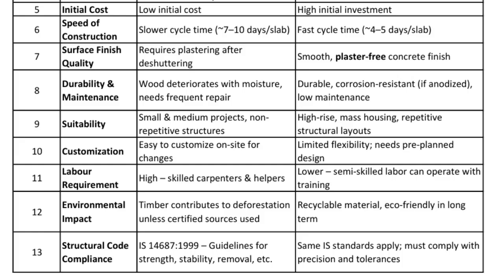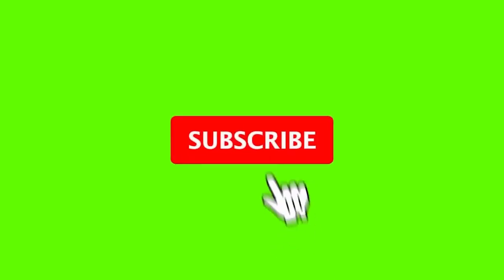IS 14687 is for the conventional system, and the same IS is mandatory for the aluminum formwork, because it gives the guidelines on how you need to do the formwork, what the design parameters are, what materials you need to use, what the sequence is, and how you can arrange everything. So this is all about the comparison between the conventional system and aluminum formwork, or the Mivan shuttering.